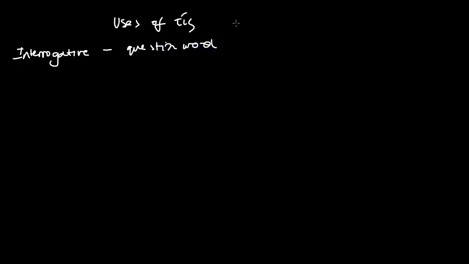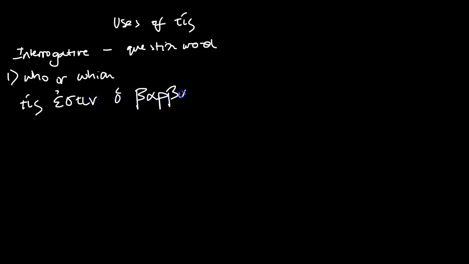And this has a number of uses, in fact. First off, it can mean who. It can mean who or which. So, for example, in the sentence, who is the barbarian? That would be tis esti ho barbaros. Tis is going into the nominative because it is the subject of the sentence and it's standalone. That means who is the barbarian.